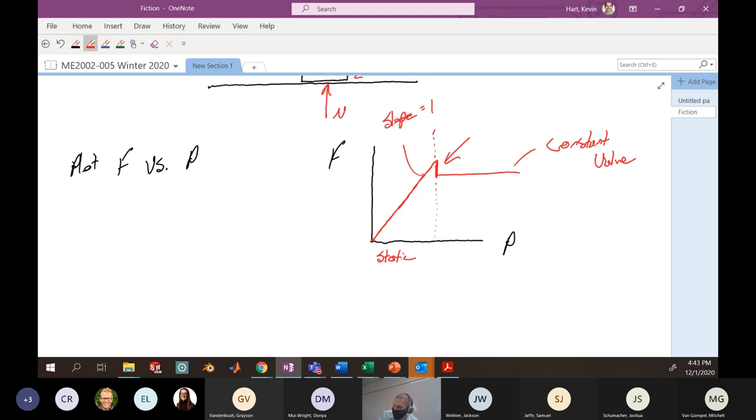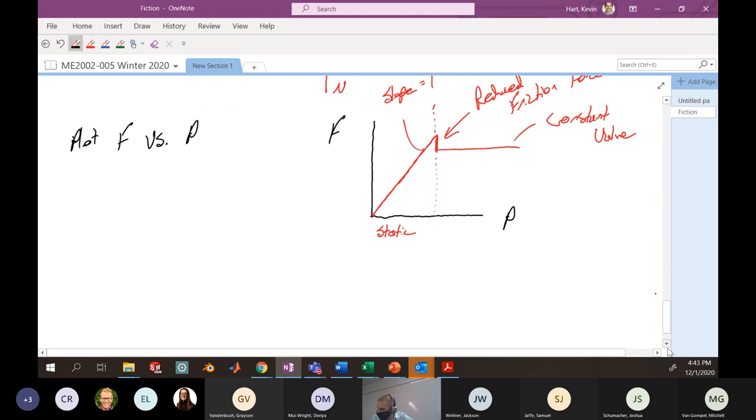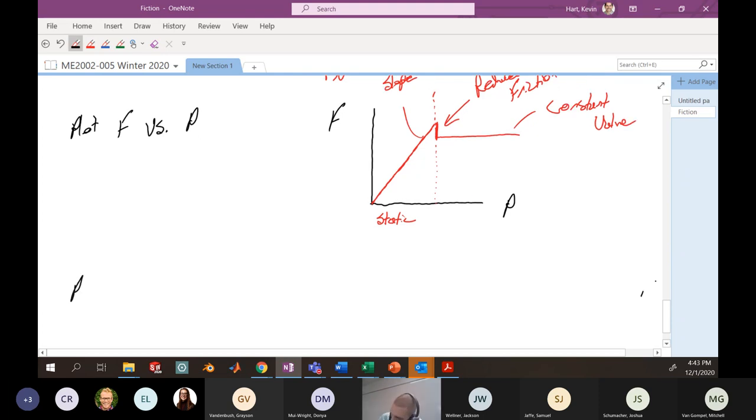And so because of that, there's this really interesting phenomenon that occurs. And so we have this reduced friction force that occurs. And so let's actually put some words to this. All right. So prior to motion, we're static.